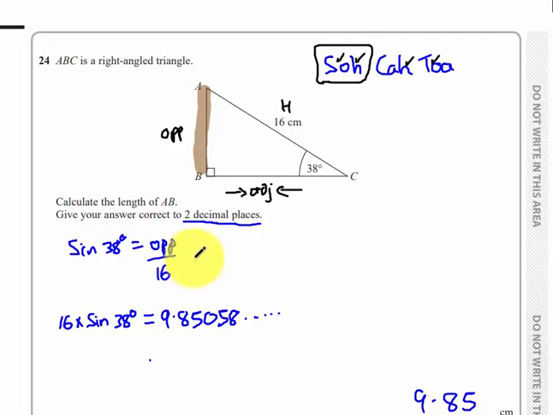In terms of marks, and it is only a 2-mark question, the first mark is for getting a correct expression in terms of sine, and the second mark is for the correct answer.